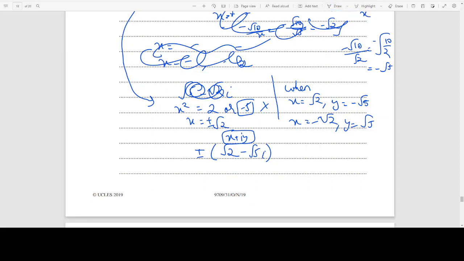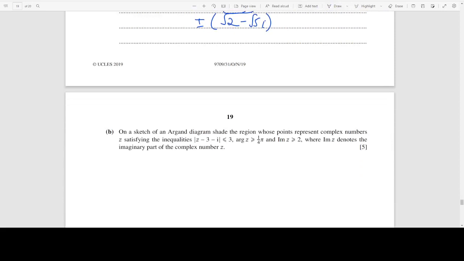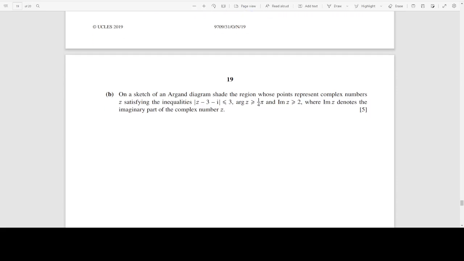Alright guys, moving on. On a sketch of an Argand diagram, shade the region whose points represent complex numbers z satisfying the inequalities modulus of z minus 3 minus i less than or equal to 3.